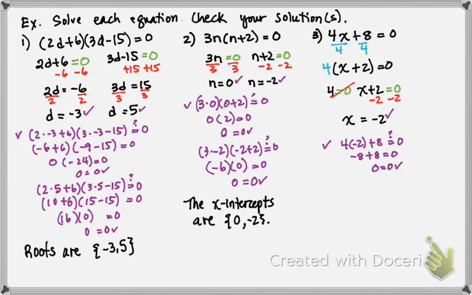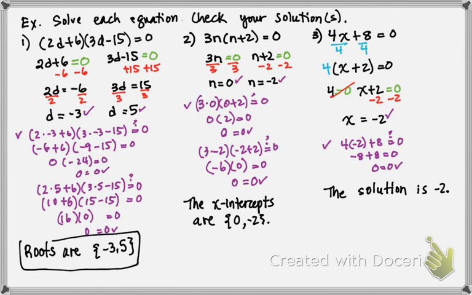So then we could say something like the solution. Now notice I'm using different words because they all mean the same thing. The solution. Now this time I don't use the solution set. Why not? There's only one answer. The solution is negative 2. Okay, let me box all of these.